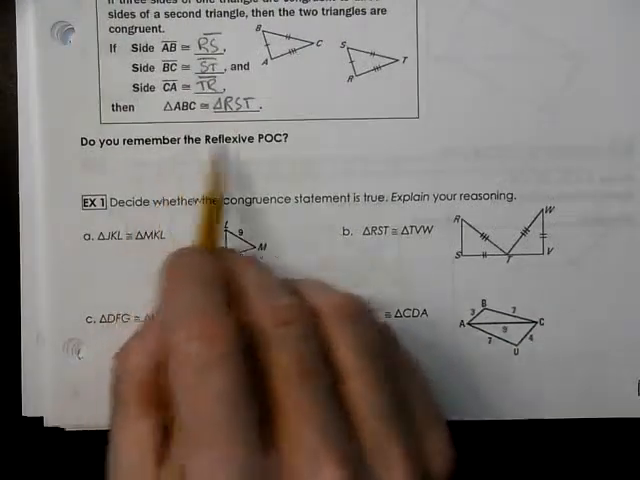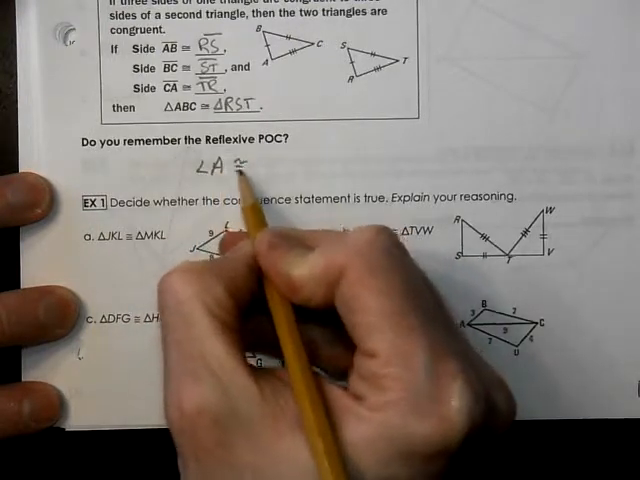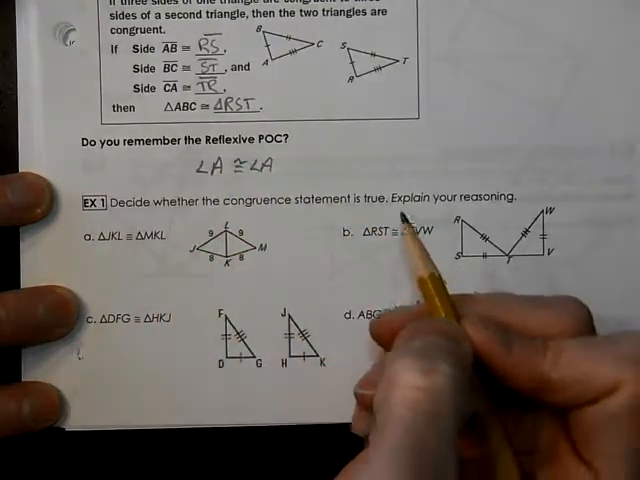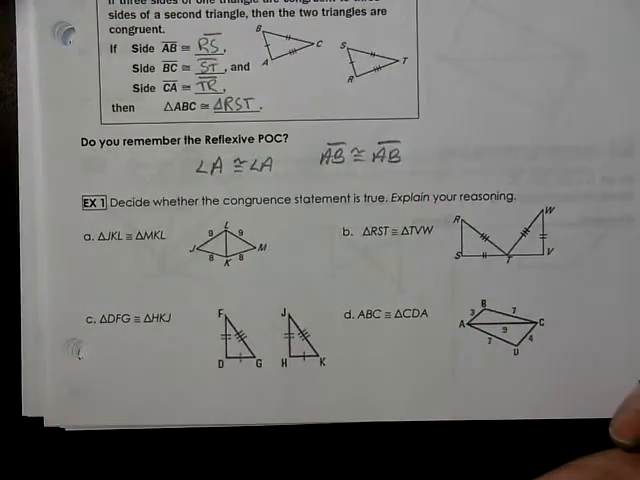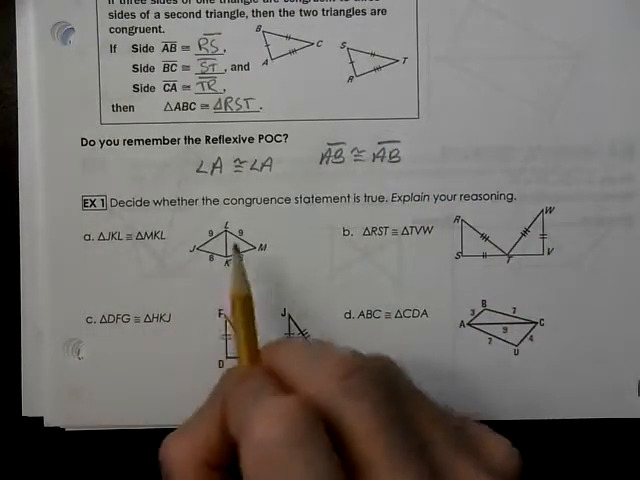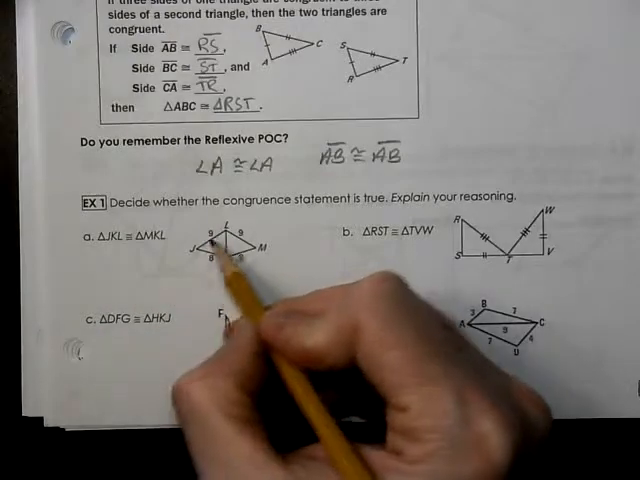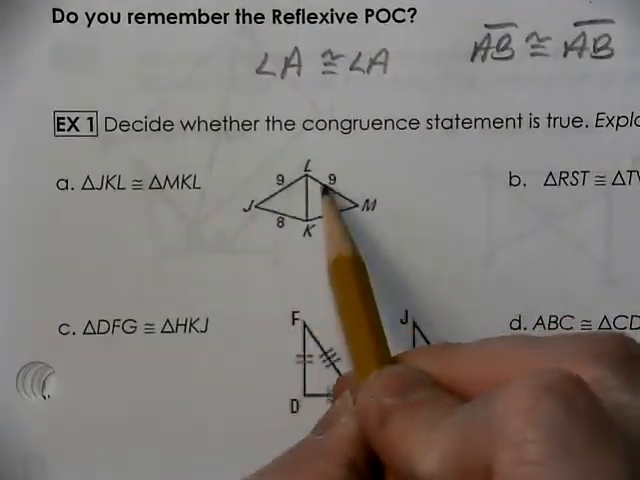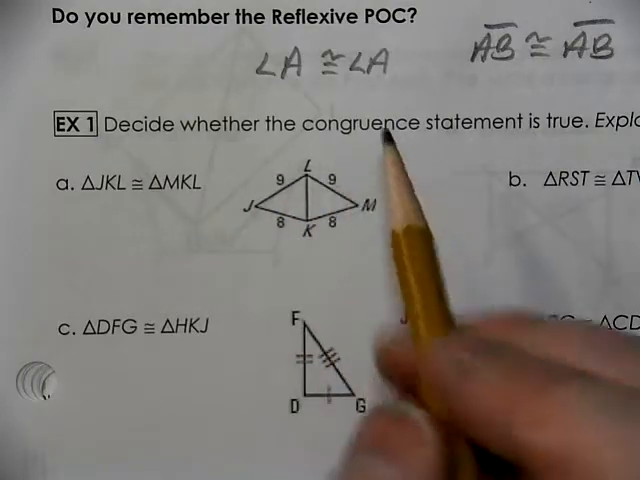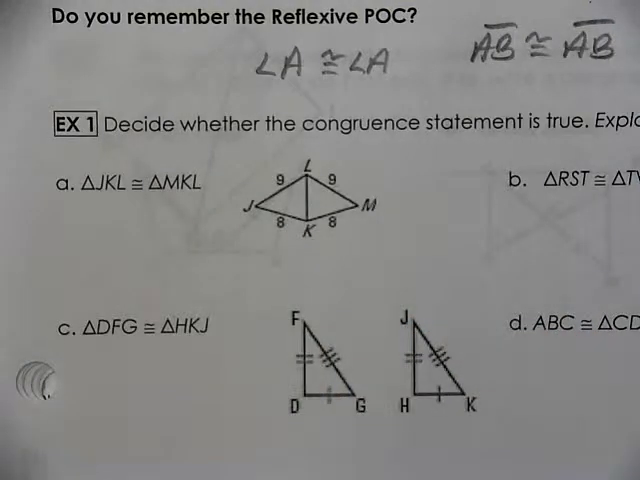If you remember the concept of the reflexive property of congruence, that's if you have an angle, it's going to be congruent to itself. Or if you have a segment, it's going to be congruent to itself. If we're going to talk about a pair of triangles, here we have 9 for one pair of sides. So they both have a 9. They both have another side, which is 8. What we don't know quite yet is, do we have the 3rd side congruent?